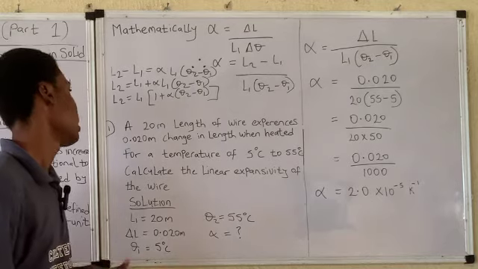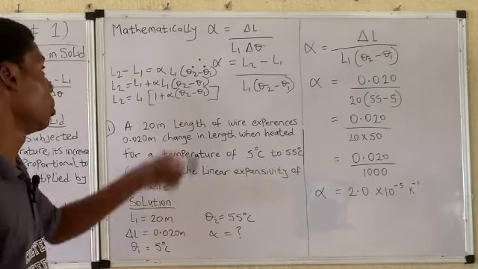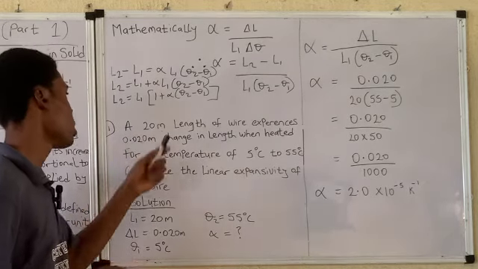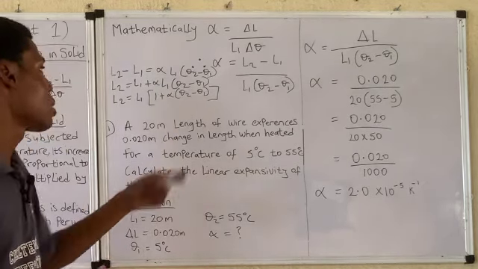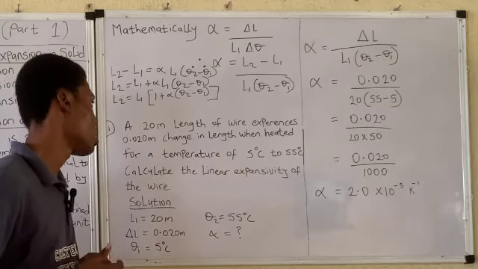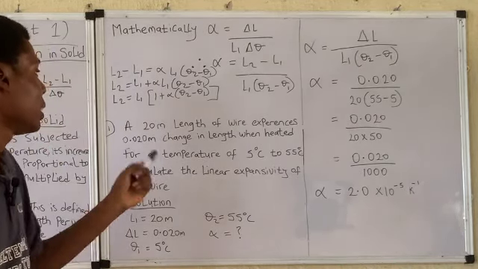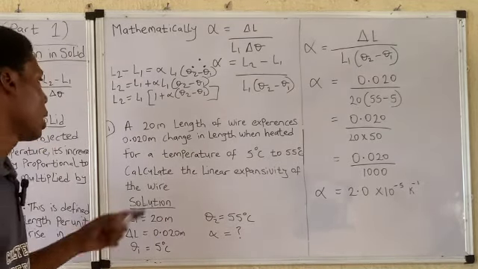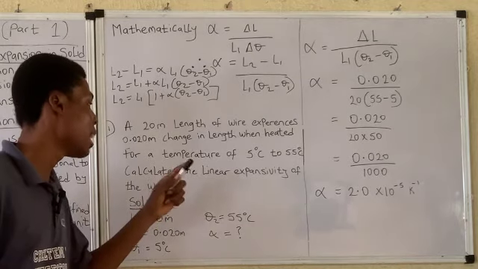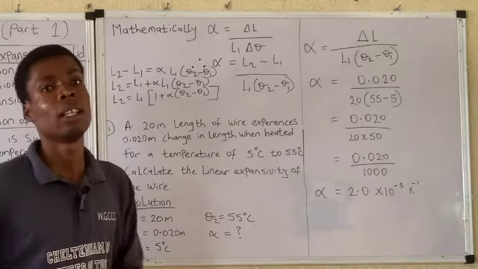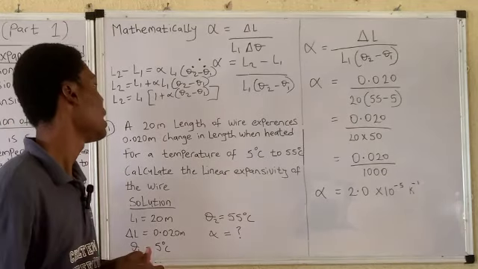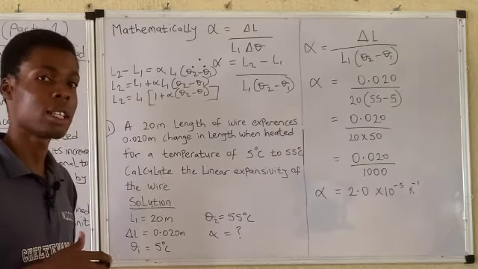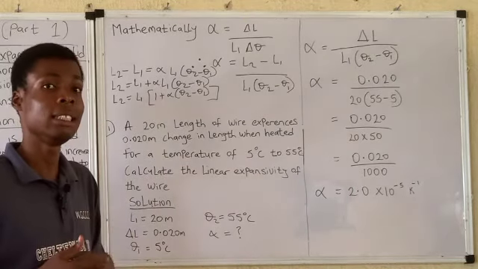Now, let's take some examples on linear expansion. Number one says a 20-meter length of wire experiences 0.020 meter change in length when heated from a temperature of 5 degrees Celsius to 55 degrees Celsius. The question says calculate the linear expansivity of the wire. Note, if you want to calculate any question on linear expansivity, we have to bring out the parameters first to make your solving easier for you.